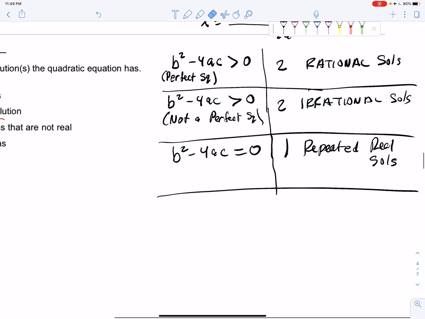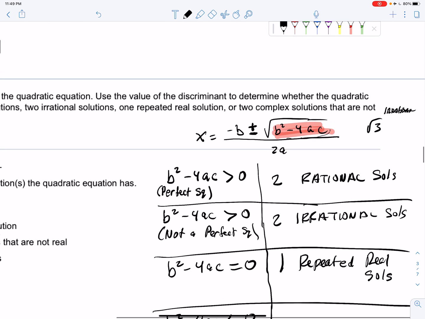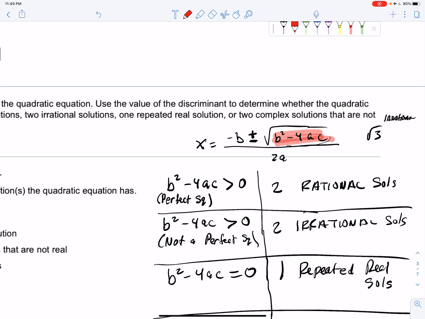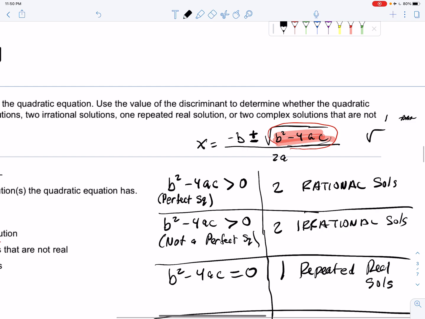And lastly, what's the last thing we have not taken care of? What if the discriminant b squared minus 4ac is in fact less than 0, so it's a negative? Well, if you think about it, if we have a negative radicand here, what does that look like? When you have a negative radicand, perfect square or not, you're going to get an imaginary solution.